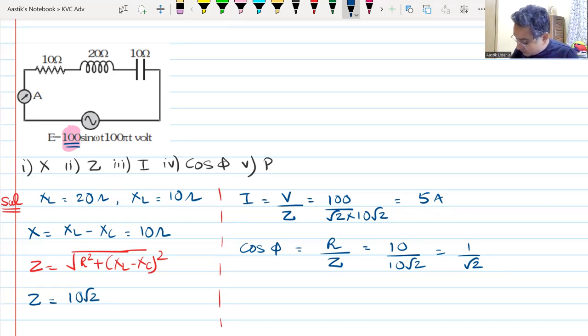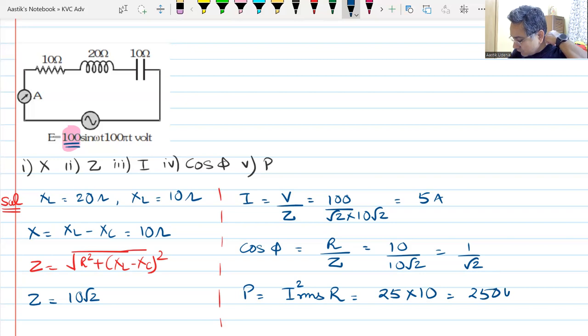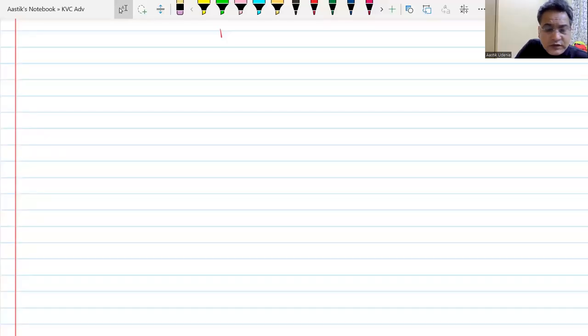To find out the power, I always love this formula. It is I square RMS multiplied by R. I square RMS is 25. R is 10. So the answer would be 250 watt. These are the answers, my dear friend, that I was looking for. I hope you have got the answers. I will give you 2 minutes to note these things down. Since we have done this, now we can move ahead and see the third case.